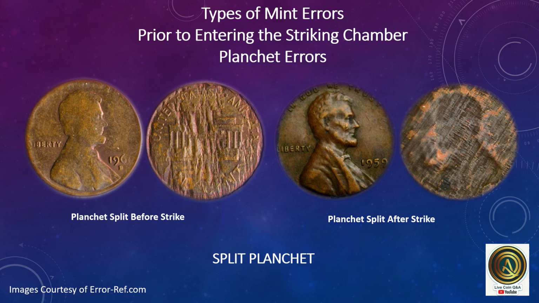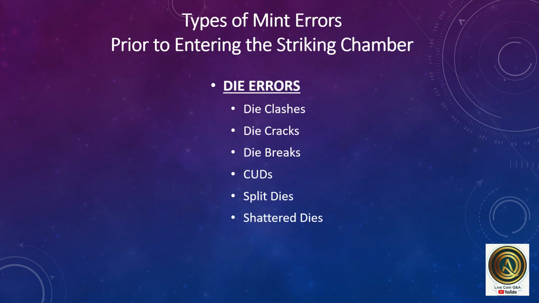On the left is an example of a Lincoln cent split planchet before it was struck. And on the right is an example of after it was struck. Another example of errors happening prior to entering the striking chamber are die errors. These are going to be things that have occurred to the die, such as a die clash, die cracks, die breaks, cuds, split dies, or shattered dies.